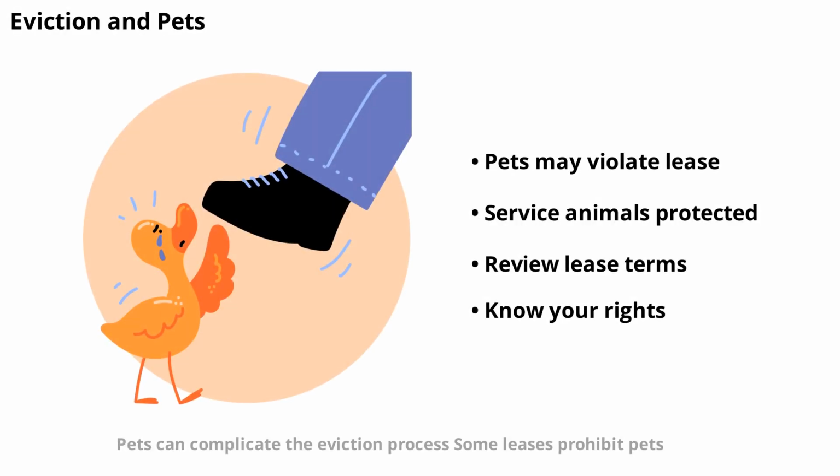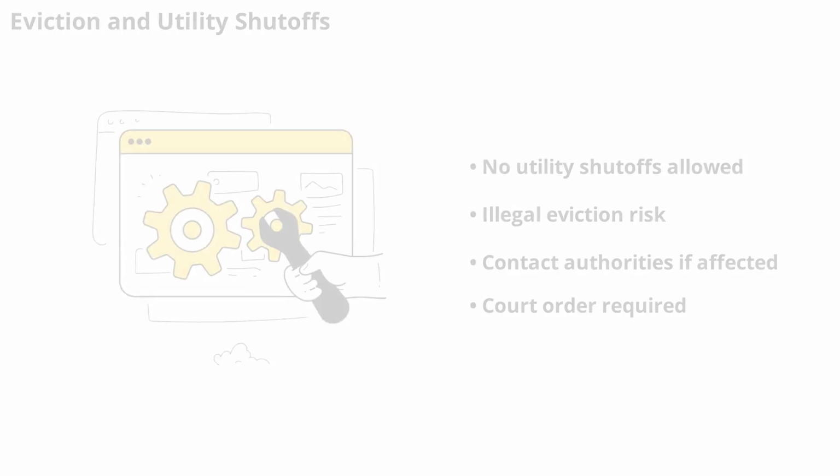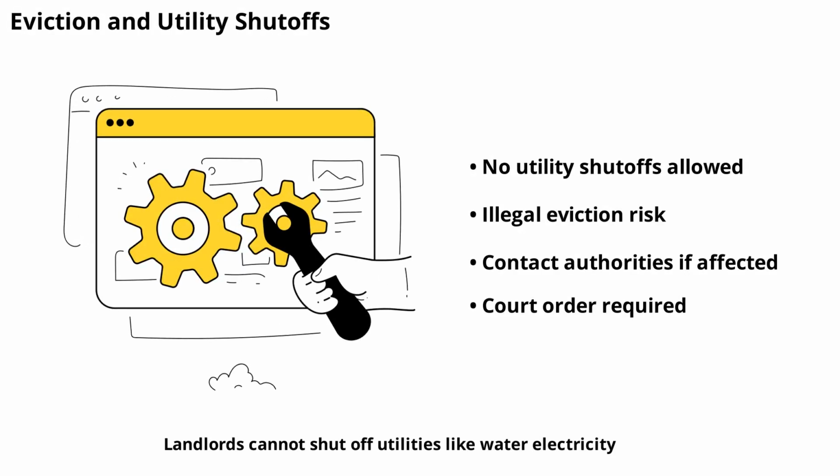Pets can complicate the eviction process. Some leases prohibit pets, and violating these terms can lead to eviction. However, service animals are protected by law and cannot be used as a reason for eviction. If you have a pet and are facing eviction, review your lease and know your rights regarding service animals and reasonable accommodations.